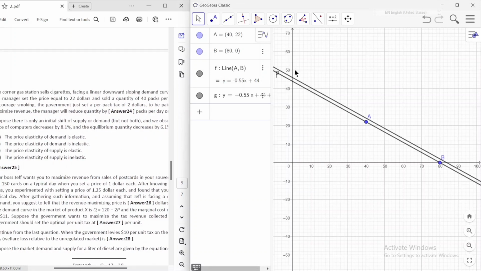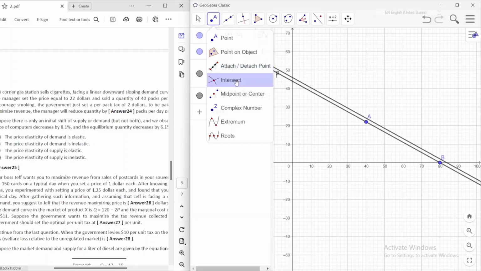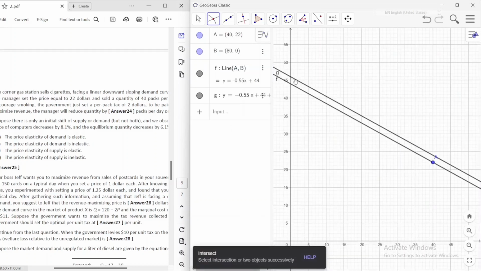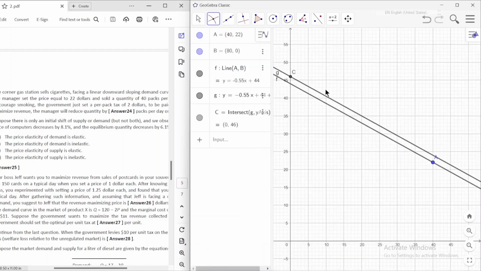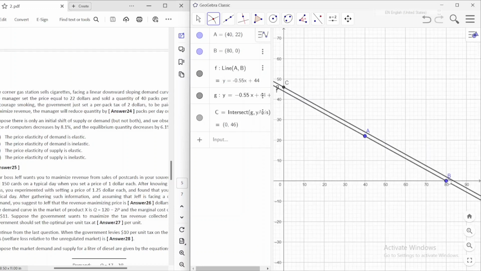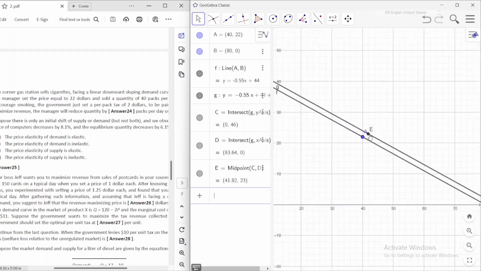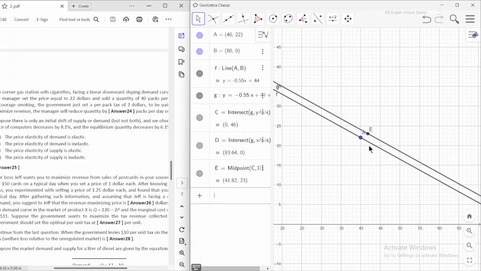In order to maximize, you have to find out the midpoint of the new demand curve. So let's find out the intercept points first. So this is C and this is D. So the midpoint of C comma D is E. At this point, the revenue is maximum. Let me draw a vertical line passing through E.